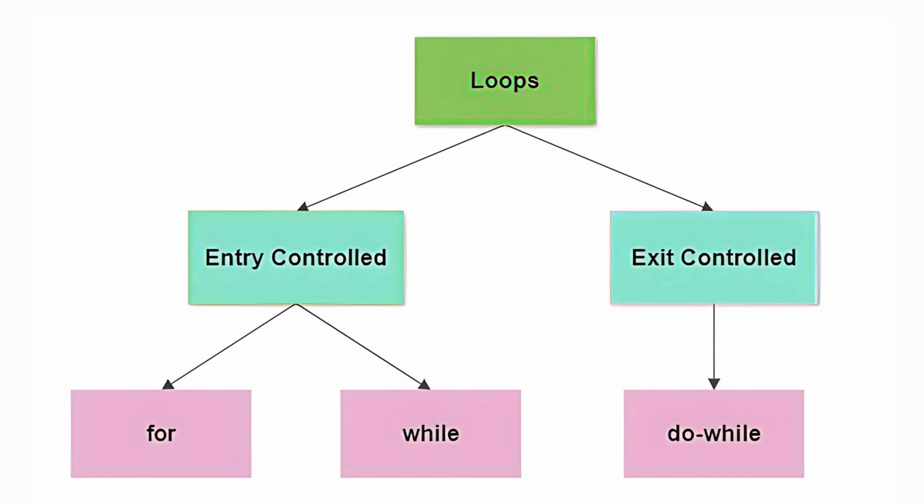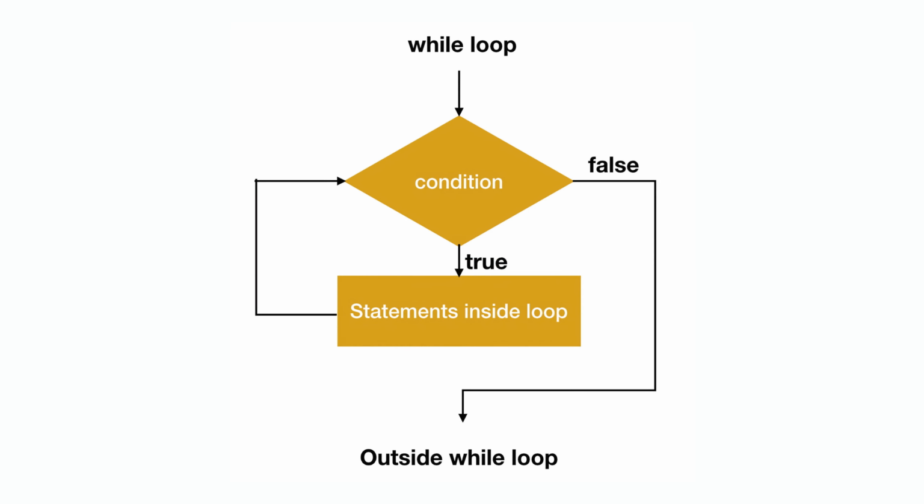So there are different types of loops: while loop, for loop, do while loop. So what is while loop? While means as long as the condition is true, keep running the code. It checks the condition before running.